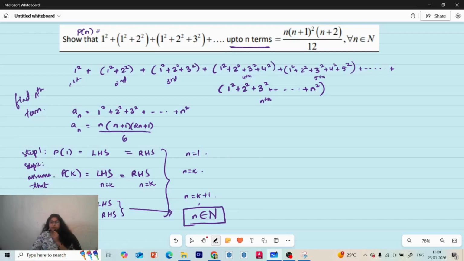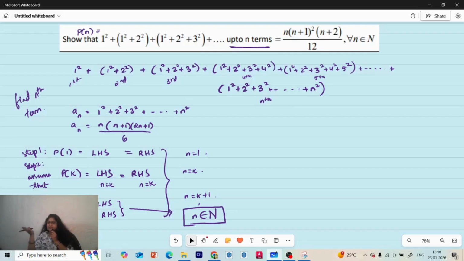Then step 2, you have to assume, you should write that, assume that P of K holds true. So again, in the statement LHS and RHS, we will replace N with K and write down the same statement as given in the question. Step 3, we will find P of K plus 1, replace it in LHS and you will get one equation. Step 4, replace N with K plus 1 in RHS, there you will get one equation. Then you will find that the answers of step 3 and step 4, both of them are equal.